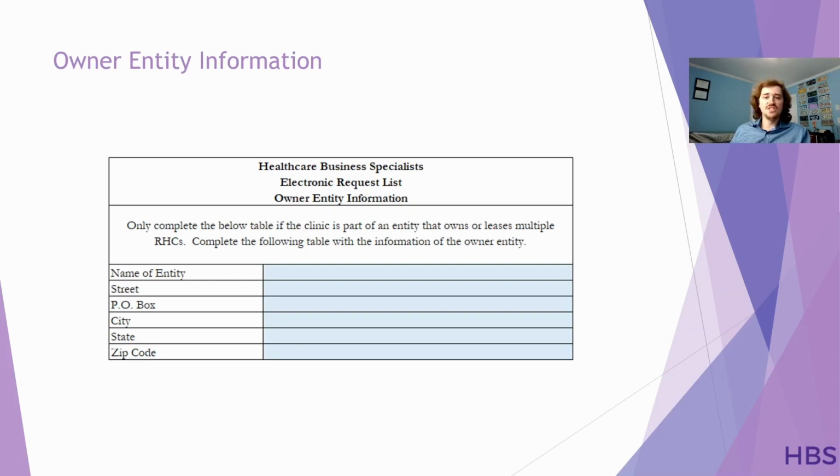This is the owner entity tab. This is only required if your clinic is owned by an entity that has multiple RHCs. So there's some basic information that we have to have that's going to go in the report if you're in that situation.